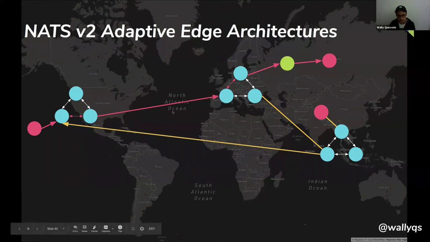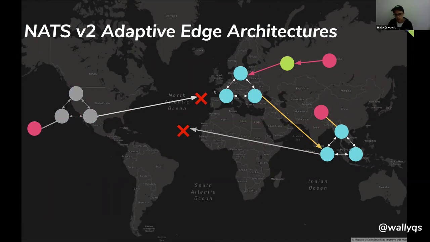And in case there is no connection here, if it was a queue subscriber, then the message will be routed to another cluster that it can fail over to. In this case, for example, Singapore.